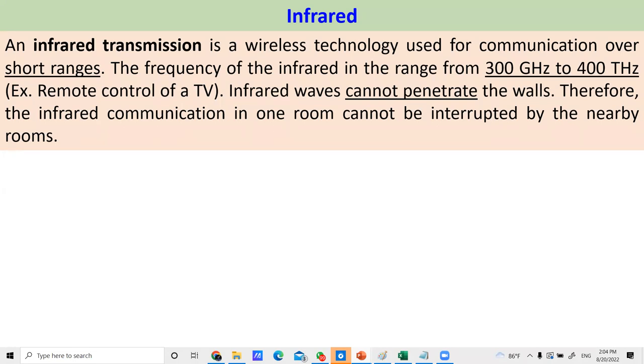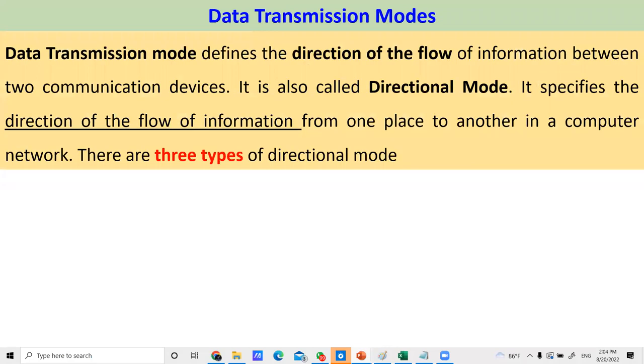Then the next thing in data communication is data transmission modes. We want to get an idea about data transmission modes. Before going to activities, we are trying to finish this one also. Data transmission mode explains the direction of the flow. Data transmission modes always define the direction of the flow of information, and therefore it is also known as directional mode. If we learn about the direction, mainly we can identify three types of directional modes.